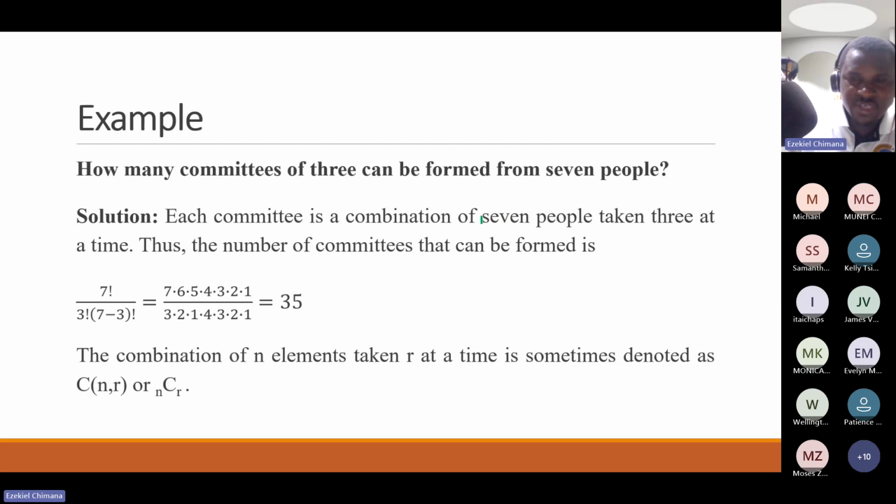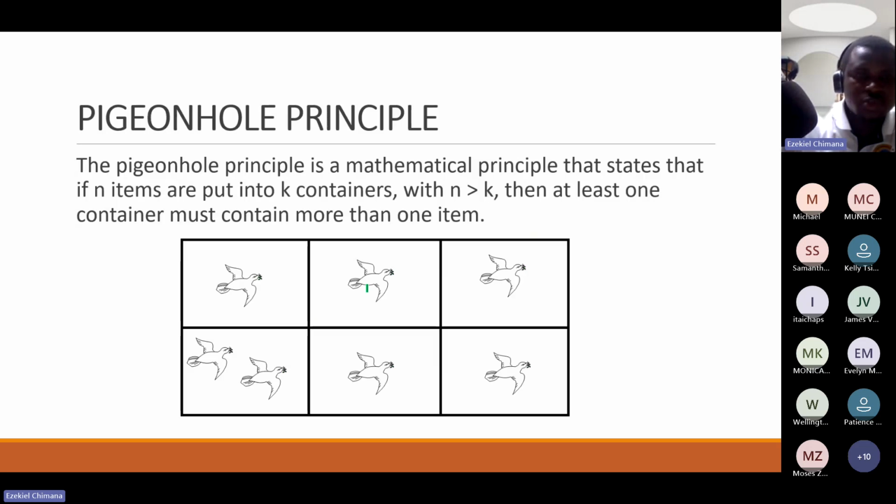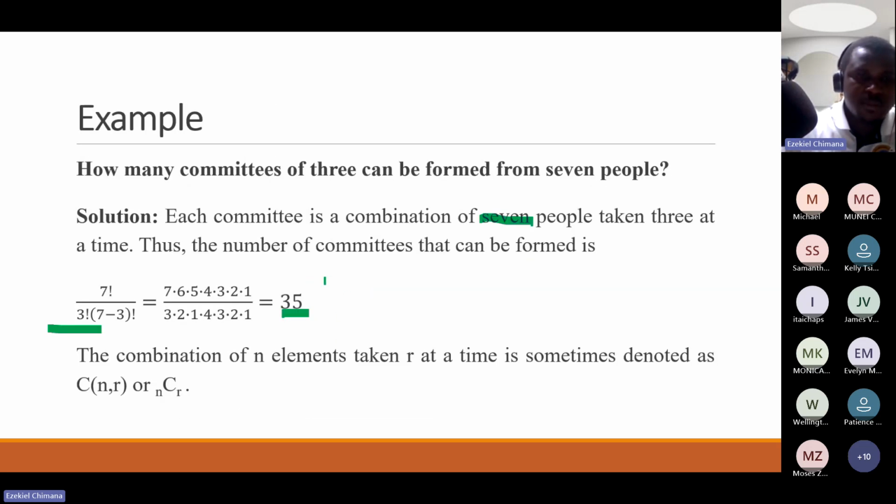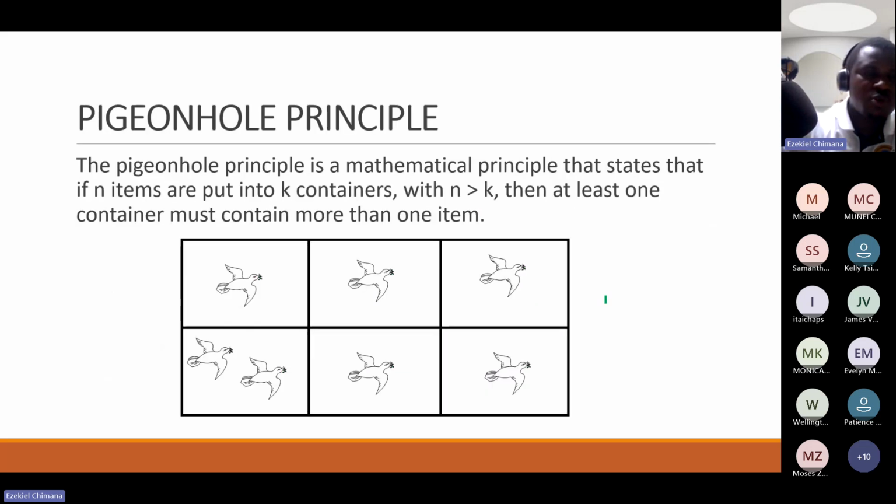If you look at that, 7 is the n, and then taken 3 at a time, 3 is our r. So it's n factorial over n minus 3 factorial times r factorial. That's the formula here. And you are going to get a 35 as the total number of combinations that you can come up with from this. So that's the formula that you can use. That's on combinations. You can go and look for more examples on combinations, but that's the formula.